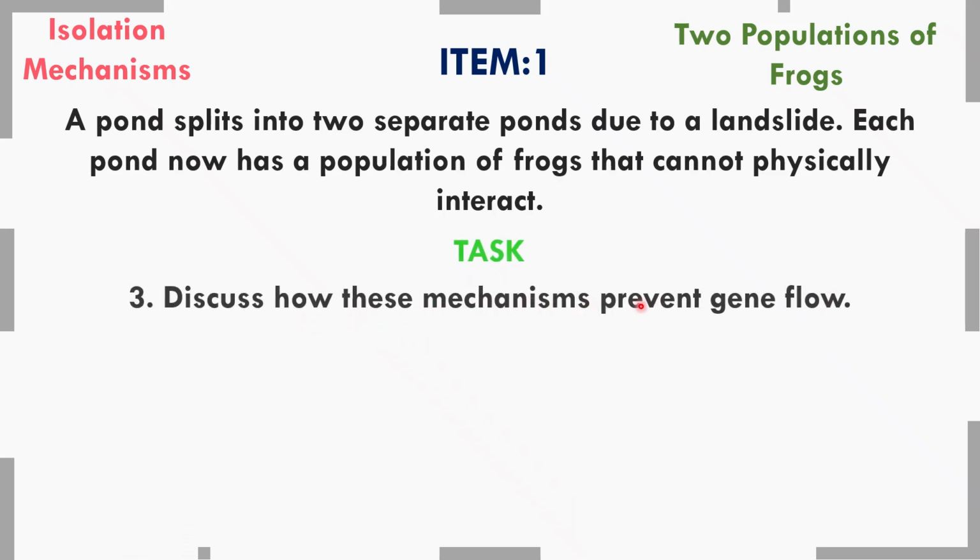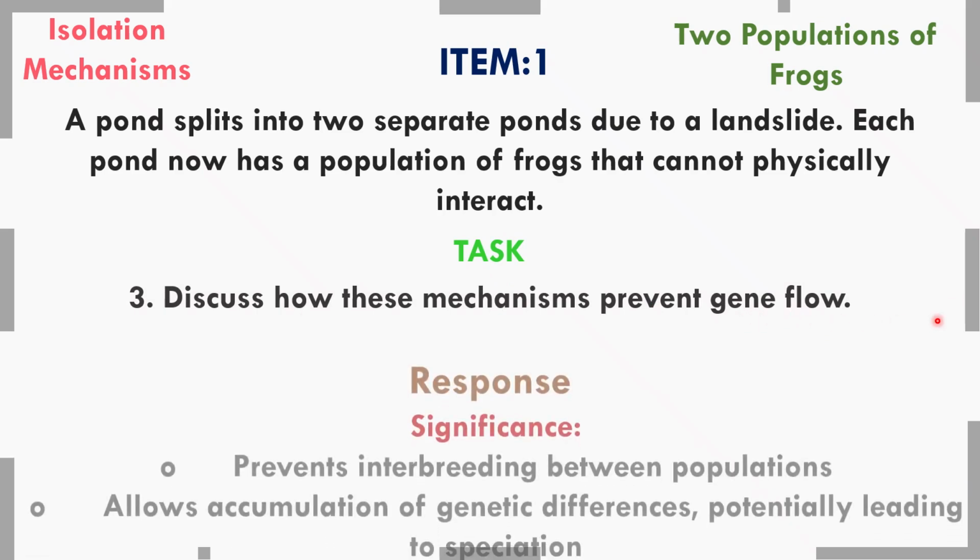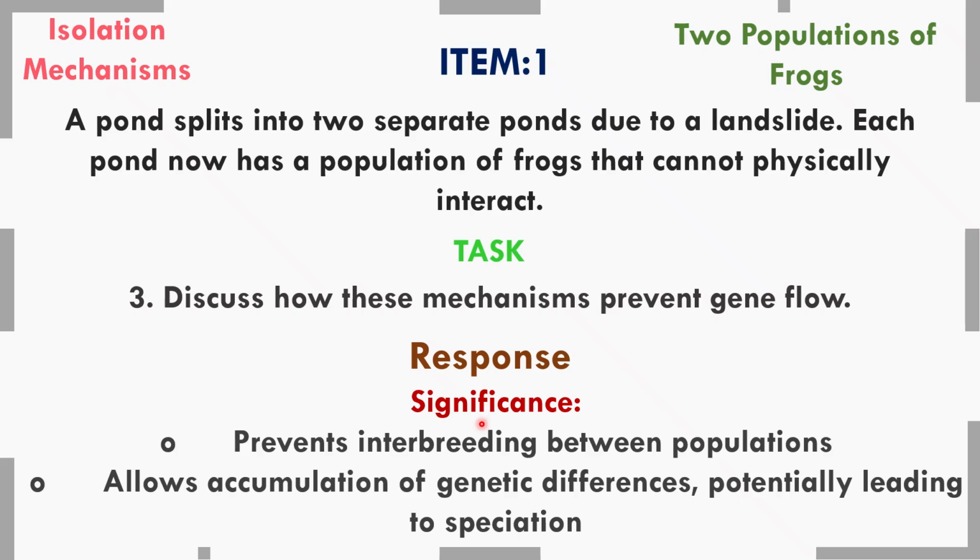Discuss how these mechanisms prevent gene flow. Significance: it prevents interbreeding between populations and allows accumulation of genetic differences, potentially leading to speciation.